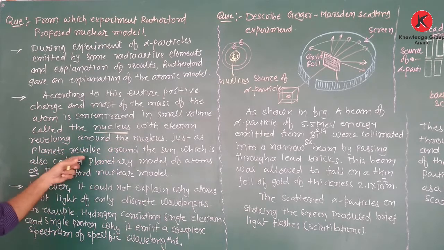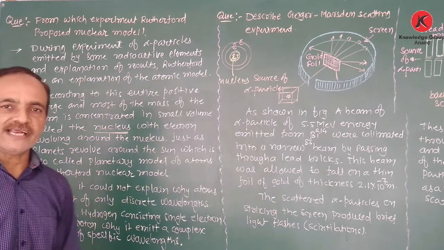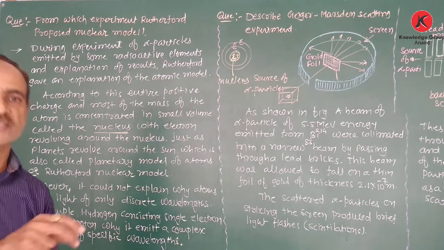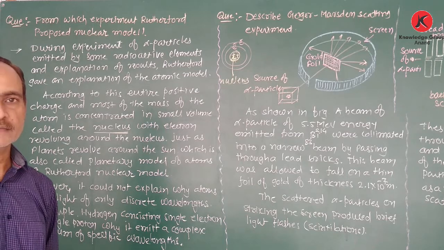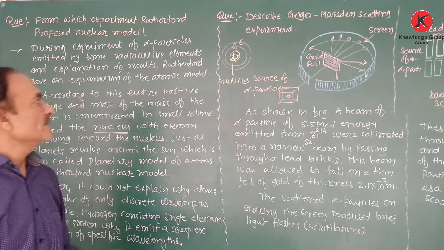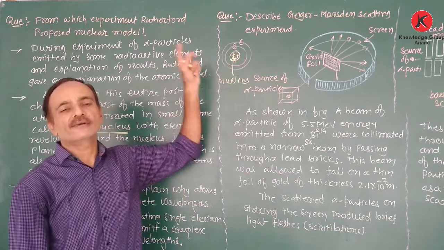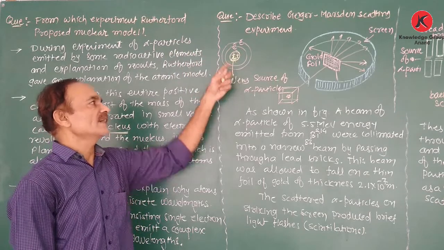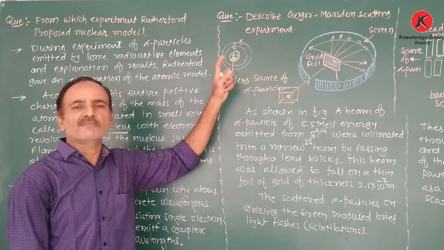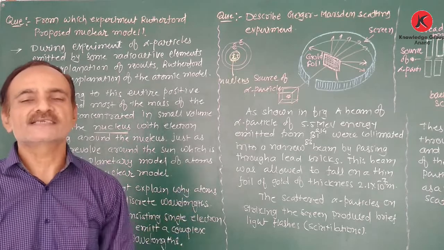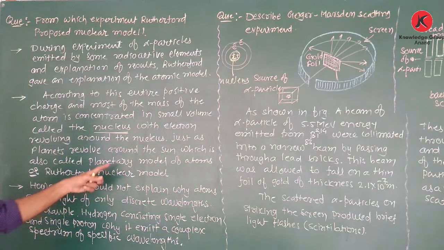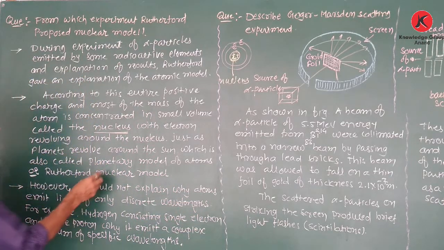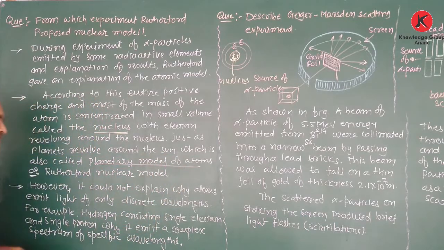Same as the planets revolve around the sun. How all the planets revolve around the sun in circular orbits, the same way the electrons revolve around the nucleus. In this nucleus, the entire positive charge and most of the mass of the atom is concentrated, which is also known as the planetary model of atoms and Rutherford's nuclear model.